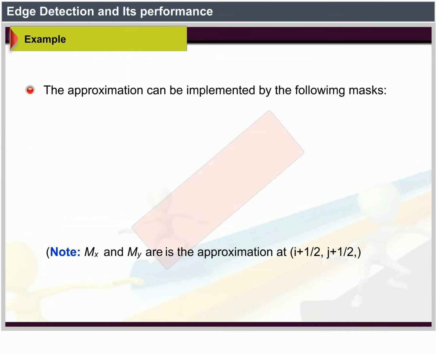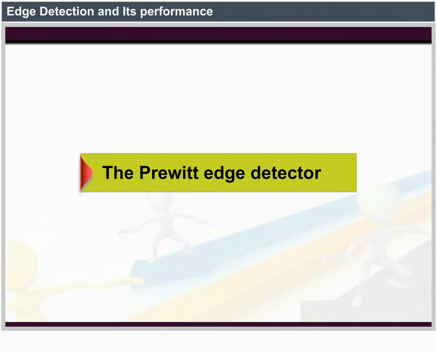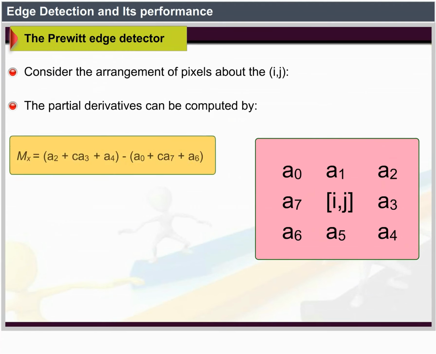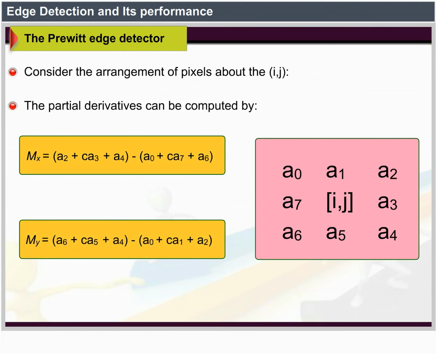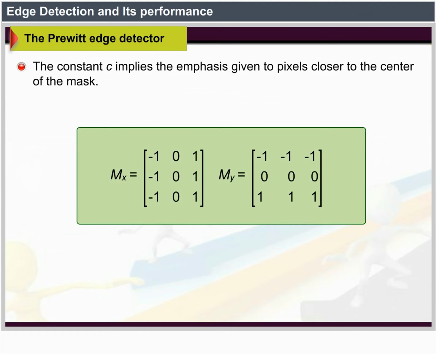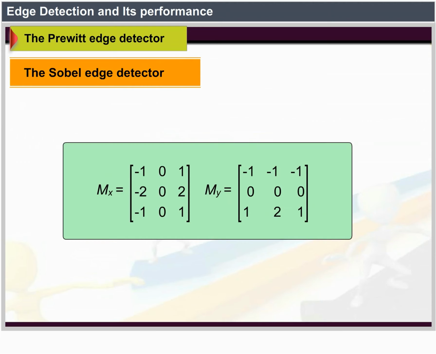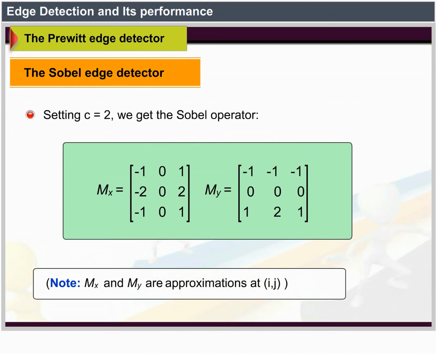This is followed by the Prewitt edge detector. Consider the arrangement of pixels about the pixel i, j. The partial derivatives can be computed as shown. The constant C implies the emphasis given to pixels closer to the center of the mask. Setting C equals 1, we get the Prewitt operator, mx and my. The Sobel edge detector: setting C equals 2, we get the Sobel operator as follows.